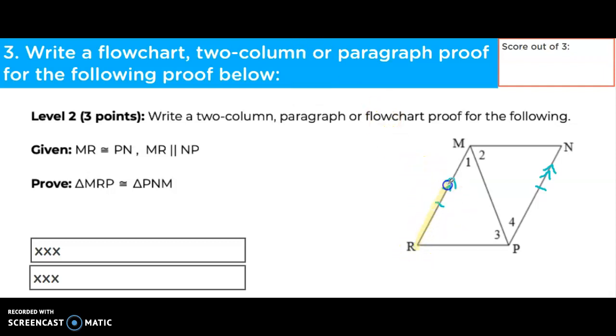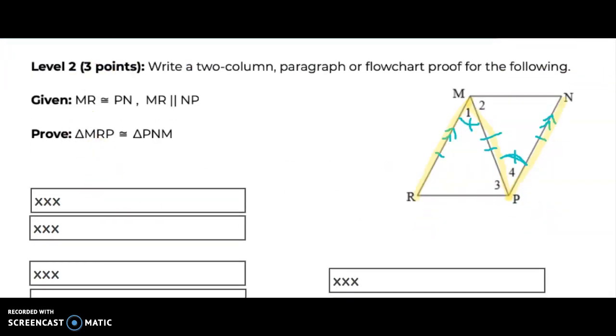So here's my parallels. Let's see if you can find it here, because I had a lot of people give me different answers. There's my parallels, here's my transversal. Which angles are inside of that transversal and parallels? Well, that would be angle 1 and angle 4. I got a lot of angle 2 and 3s, which are close, but not quite there. Then I also have this shared side right here, which is MP.